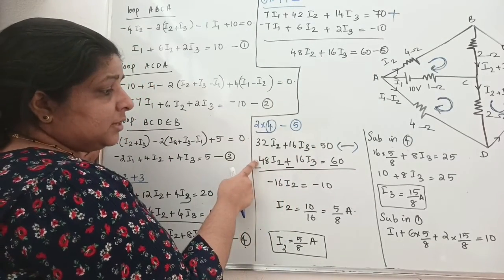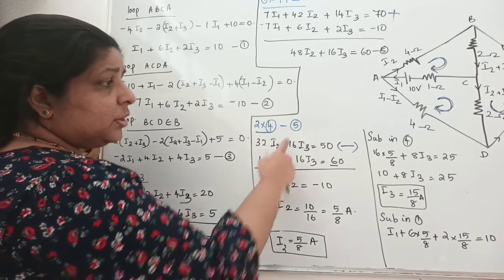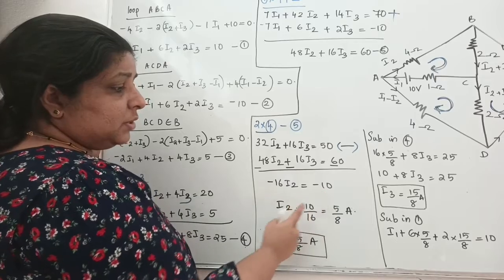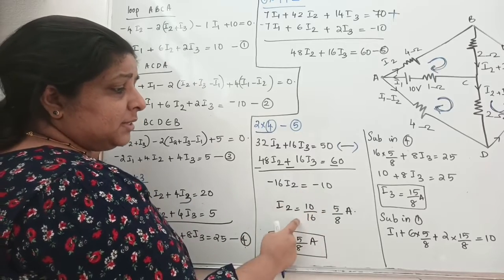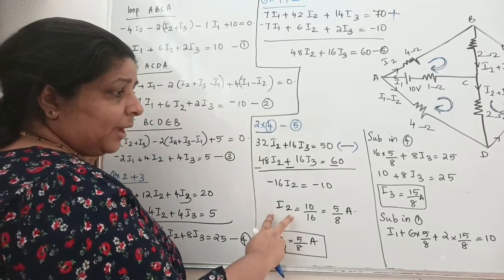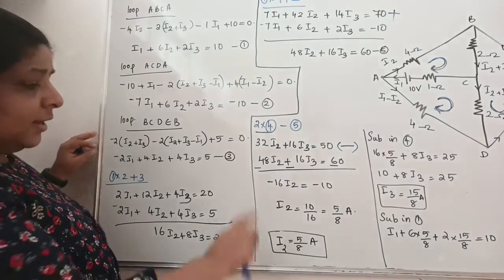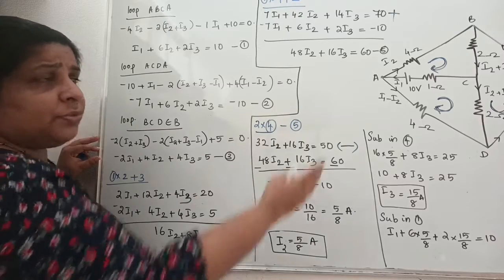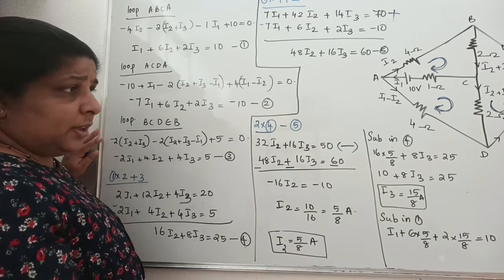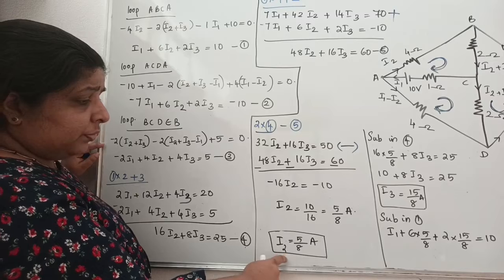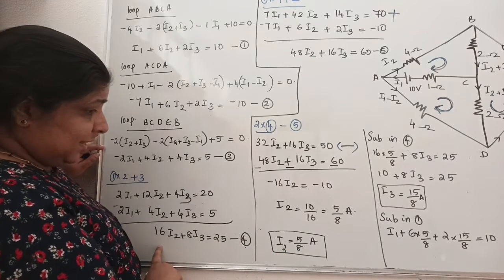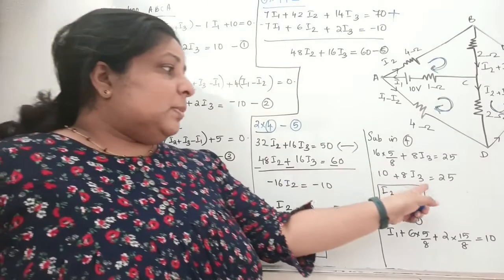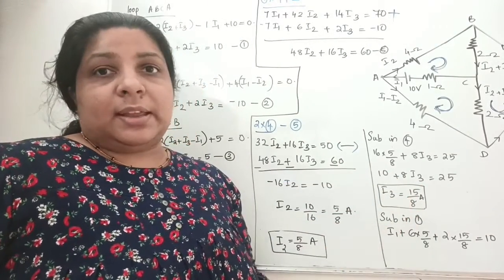So 32 minus 48 will be minus 16I2. 16 minus 16 is 0. 50 minus 60 becomes minus 10. So you will get the value of I2 as 10 by 16, that is 5 by 8 ampere. So you have the I2 value. Substituting that I2 value in equation 4, or you can substitute in equation 5, 16 into 5 by 8 plus 8I3 is equal to 25. When you simplify, you will get the value of I3 as 15 by 8 ampere.